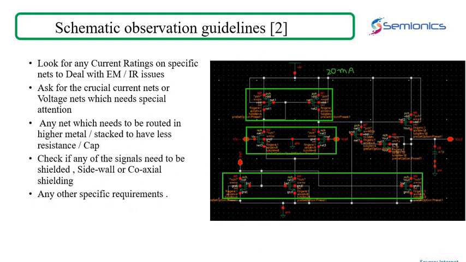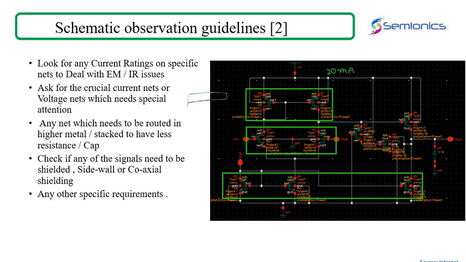Now look for any current ratings in your schematic. Say here, for example, it's given 20 milliampere as the current taken by these transistors. You need to be able to count how many transistors are there and how much current is going in each leg. You should be able to calculate the width of the source and drain terminal, I mean the width of the metal, so that it will be able to carry that much current. EMIR calculation also needs to be done.